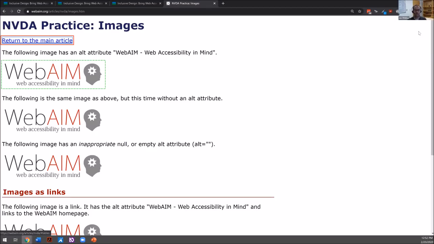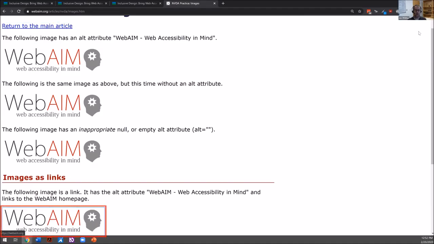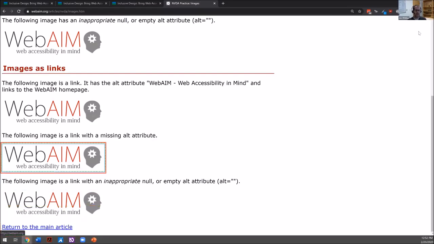I'm going to hit the tab key now to jump down to a link farther down the page. WebAIM web accessibility in mind, graphic, visited link. And so it told me this is a graphic, an image, this is a link, and it tells me where it's going to take me. If it doesn't have good alternative text, I can practice that as well. What happens if I hit tab again? Logo, unlabeled graphic, visited link. That's not very useful. That doesn't tell me anything. Well, it tells me I already went to this page once.